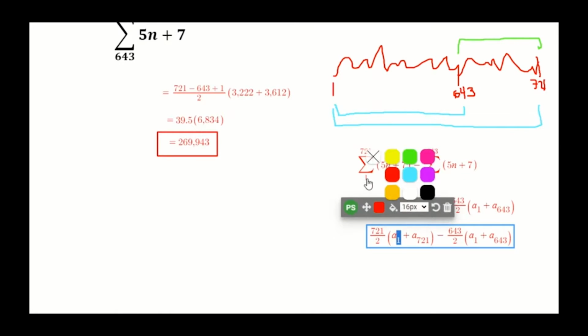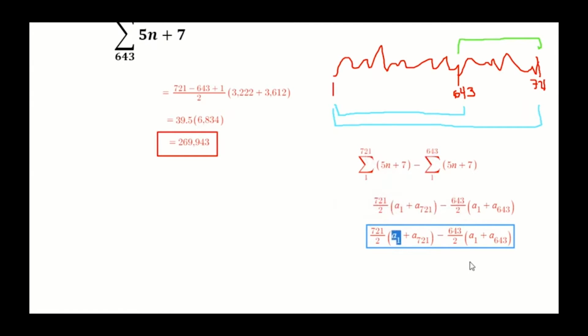So the first term here, if I plug in 1, would be 12. That's going to be true in both cases. And then the 721st term was, what was it, 3,612, we got it up here, and the 643rd term was 3,222. Now, at this point, probably putting everything in the calculator, I'm not going to bother with that. And what I see is I get the exact same thing.